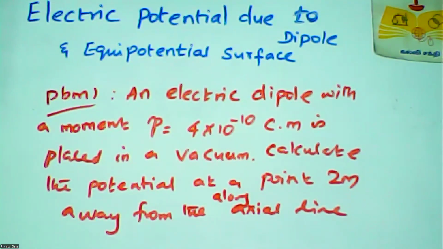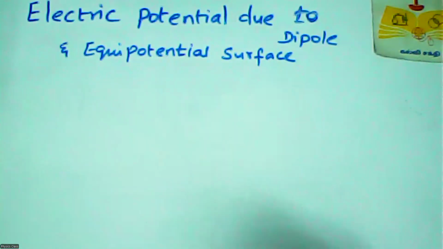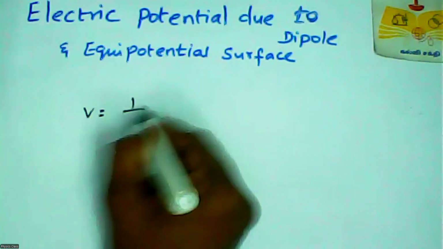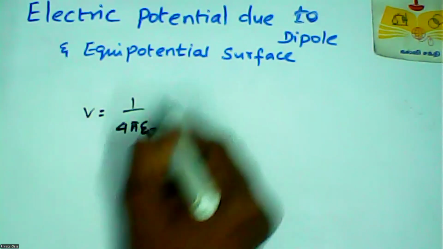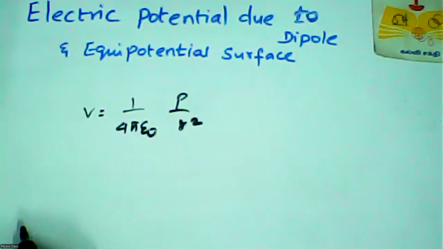Okay, right. So what is the formula to find the potential along the axial line away from the charge? We have a formula for the potential. Yes, that is V is equal to 1 by 4 pi epsilon naught, P by R square. Yes, correct. Good.